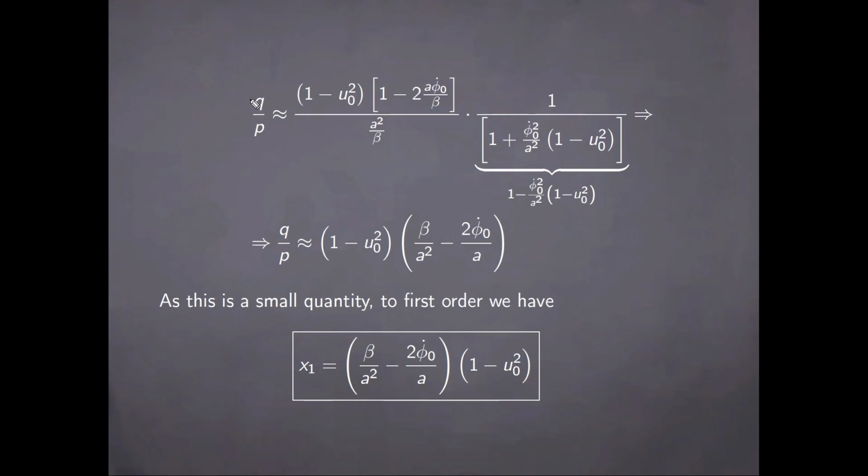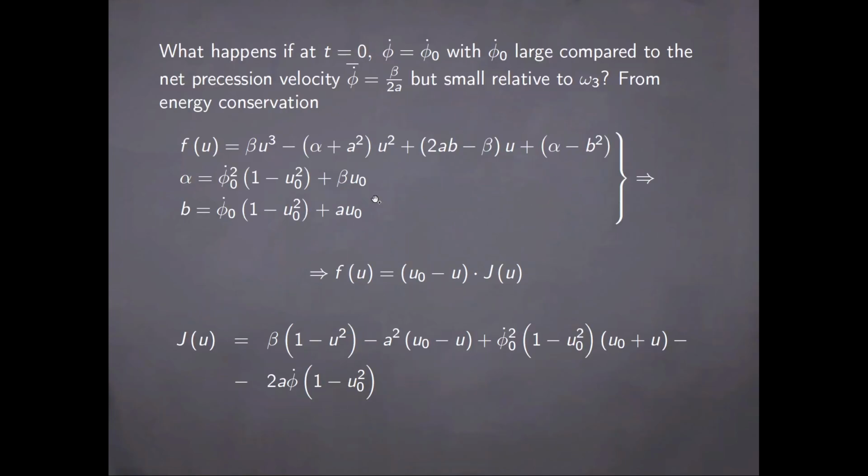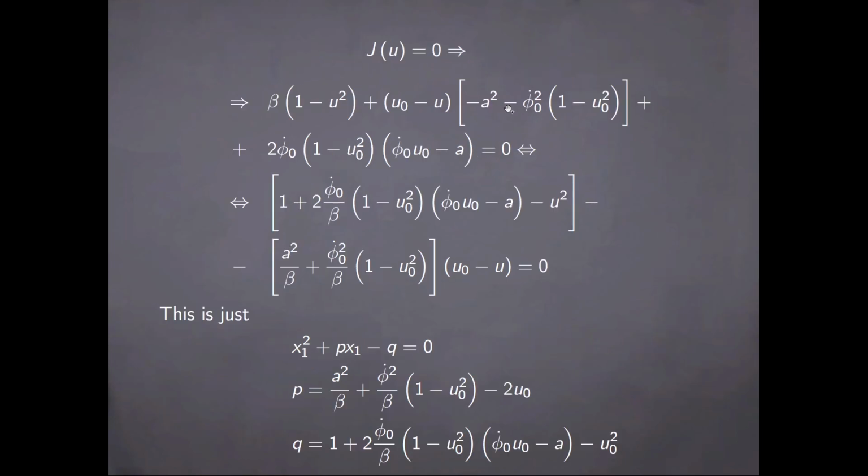And the ratio q over p, if you can calculate, is approximately equal to this expression. The thing is, we will constantly be neglecting, so we are constantly considering that this quantity is small relative to omega free, and consequently it's small relative to A.